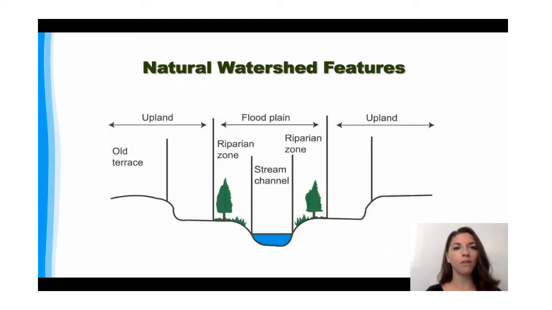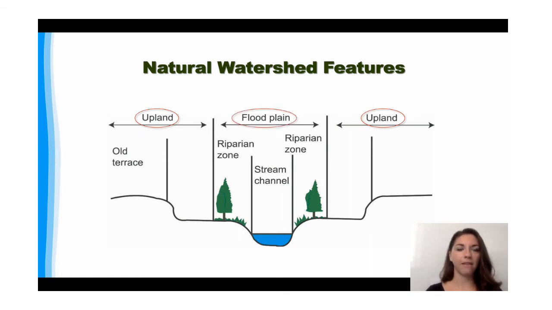Let's walk through a couple of natural watershed features that are found in healthy watersheds. So we have the upland area, which if you think back to our introduction to what is a watershed diagram, if you are thinking about cupping your hands as a micro example of a watershed, the upland is those ridges, those higher areas that are serving as those dividing areas within watersheds.